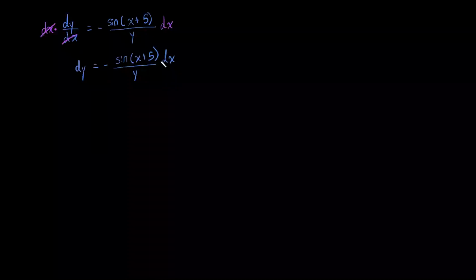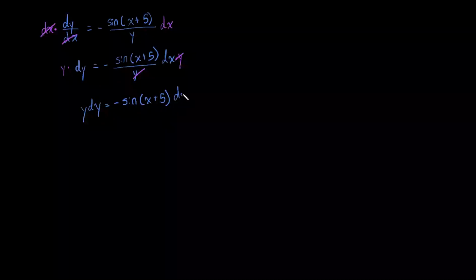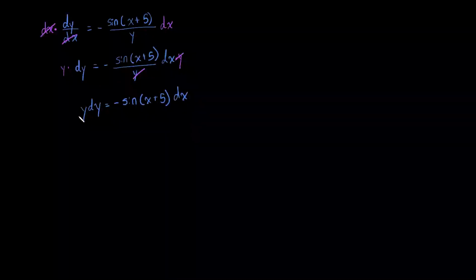Now what we can do is multiply both sides by y. So I multiply by y over here and by y over here. So this y and this y simplify to 1. And we're left with our y on the left-hand side. Now we have y dy is equal to negative sine of x plus 5 dx. So now we have all our x's with our x's and our y's with our y's. We can go ahead and integrate both sides, right?